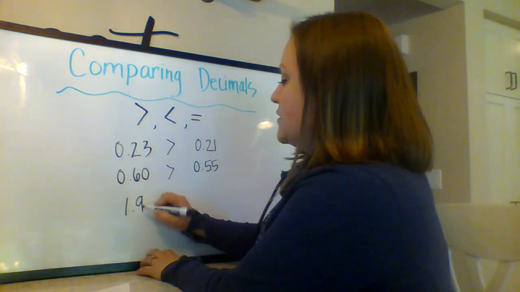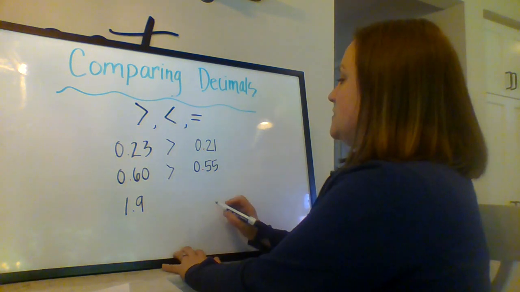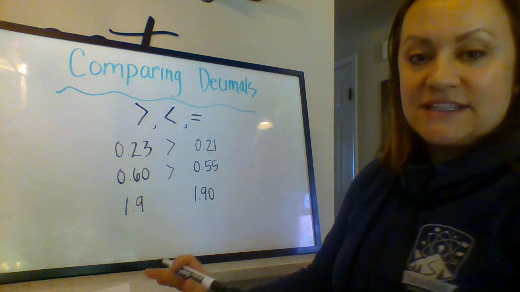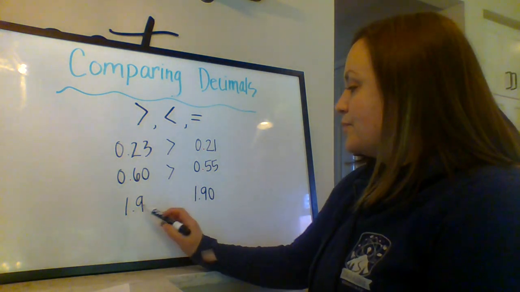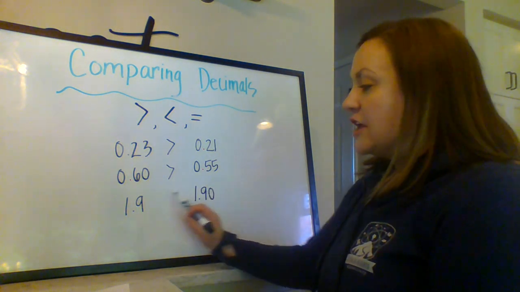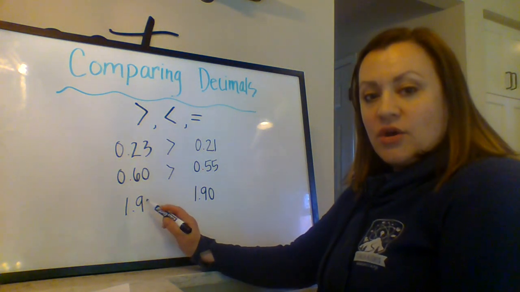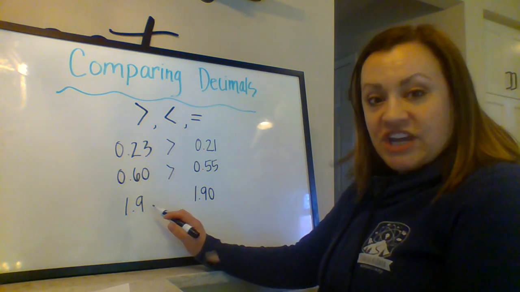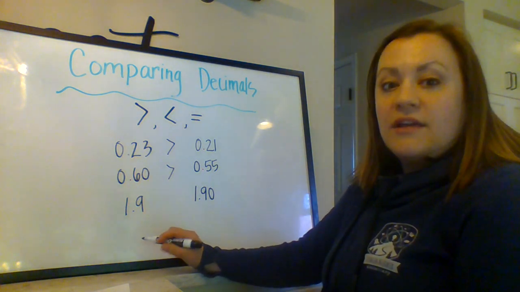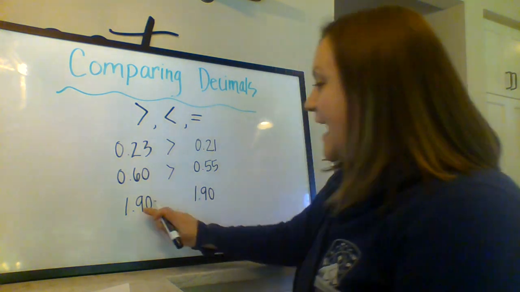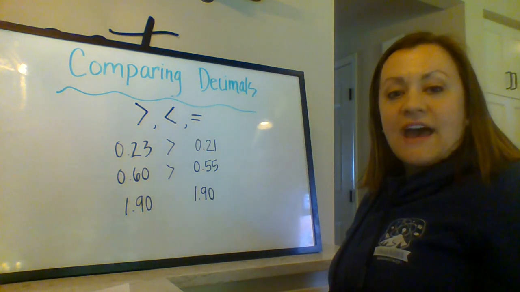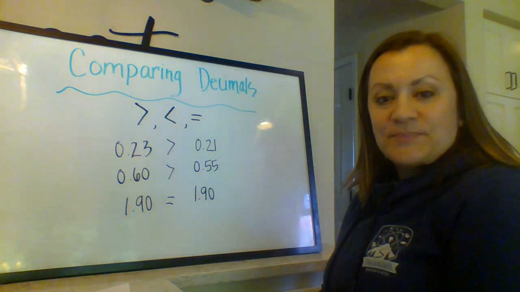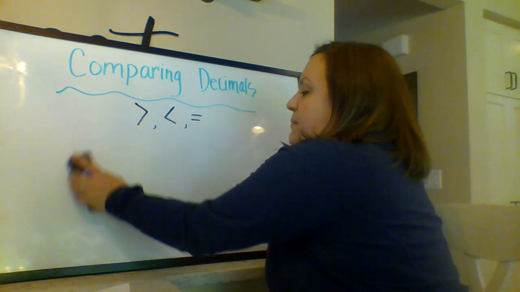How about this one? 1 and 9/10 compared to 1 and 90 hundredths. This is in the hundredths. This is in the tenths. They both have 1 whole. They both have 9 in their tenths. But what can I change 9/10 into? 90 hundredths. So now we're ready to compare, and we find that 1 and 9/10 is equal to 1 and 90 hundredths.